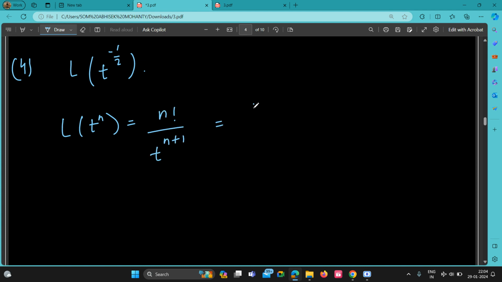Number 4. Laplace of t to the power minus half. So Laplace of t to the power n is what? n factorial by s to the power n plus 1. We know n factorial is what? Gamma of n plus 1. Gamma of n plus 1 is actually n factorial. Okay? Gamma function.